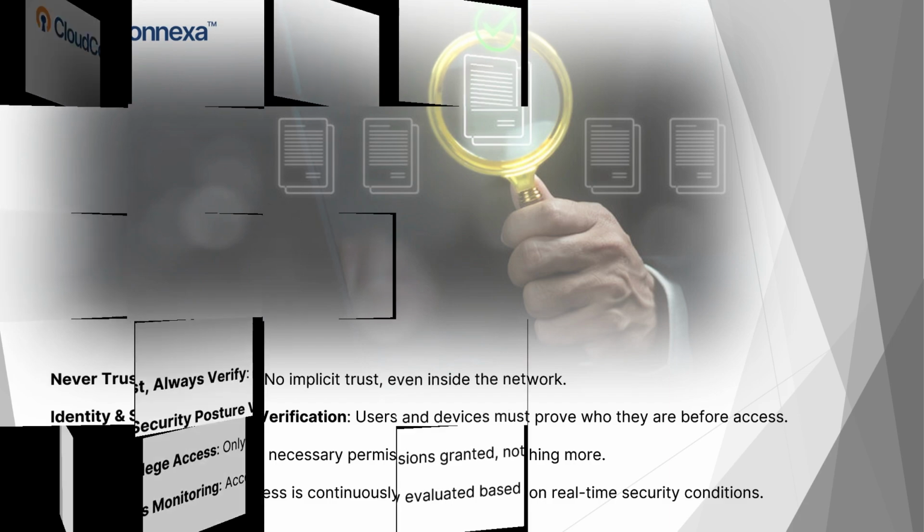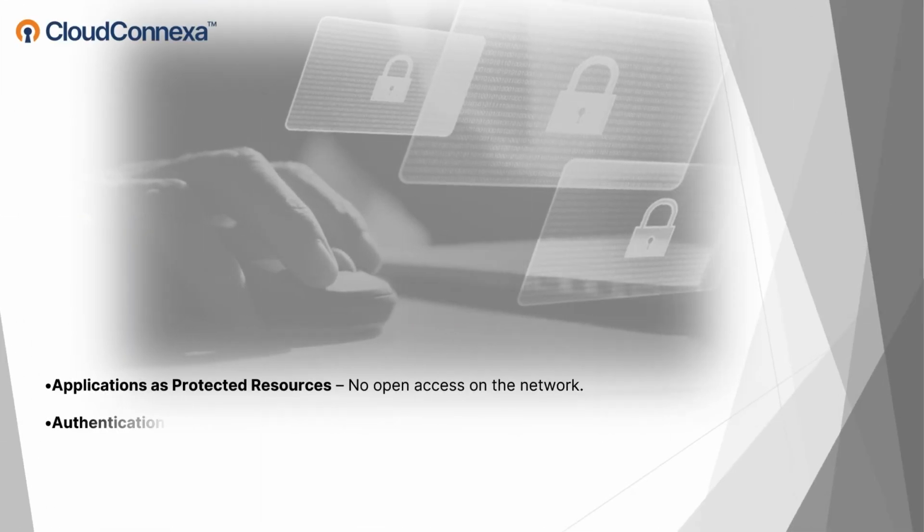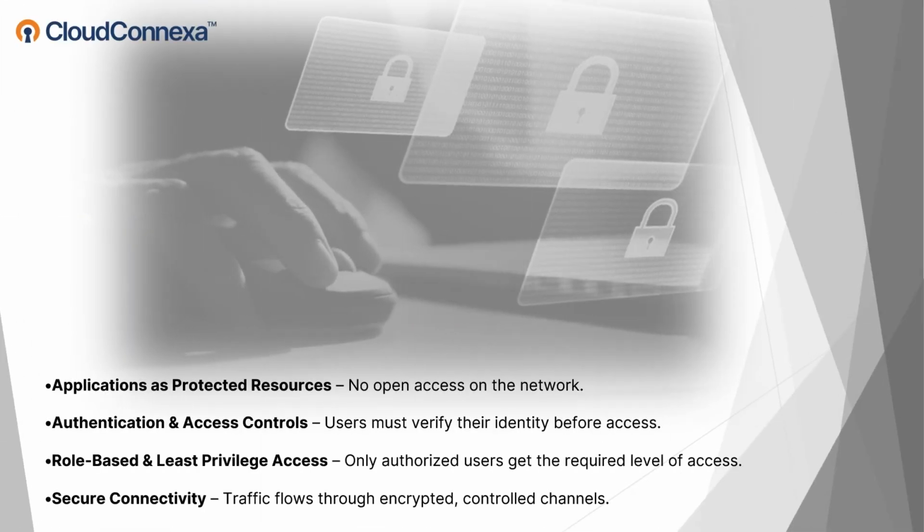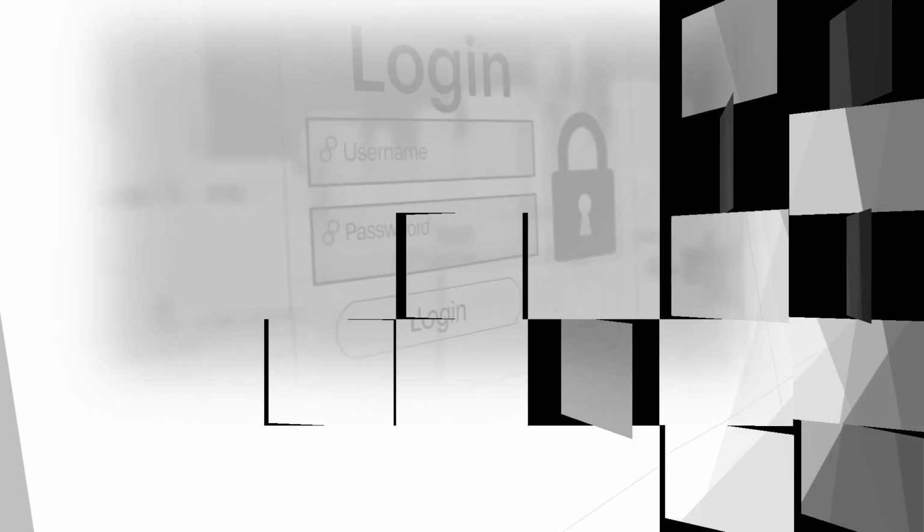In a zero trust model, applications are treated as protected resources. Instead of being openly accessible on a network, they are shielded behind authentication and access controls. Only verified users with the right permissions can connect. This is where identity-based access control comes in.